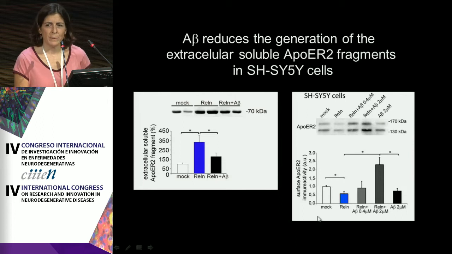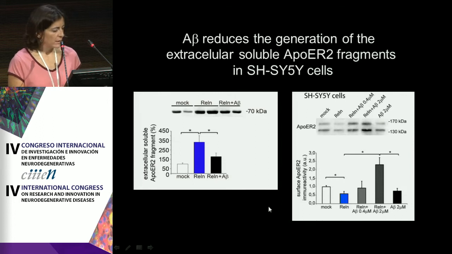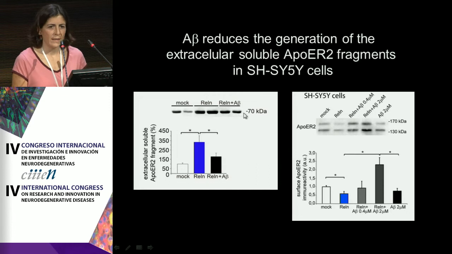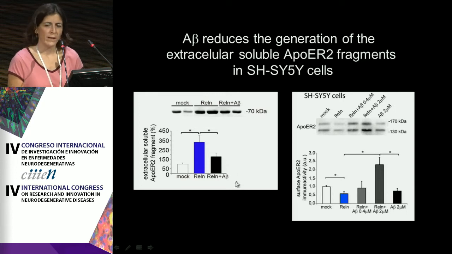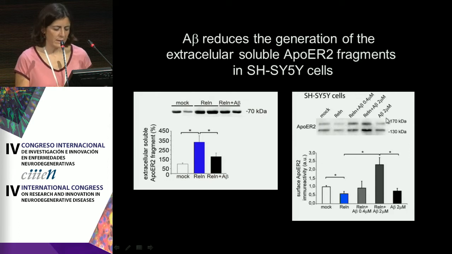And finally, we did some experiments in SUSY cells, and we treated these cells again with A-beta. And as you can see here, the incubation with A-beta reduced the amount of this soluble fragment in the media compared to reelin. And we also observed that the incubation of A-beta with reelin reduced the internalization of the ApoER2 in the cell. So this ApoER2 is staying longer on the surface, so maybe this is the mechanism for why it's not being processed.